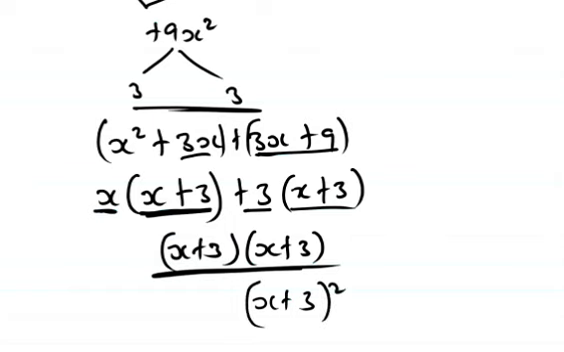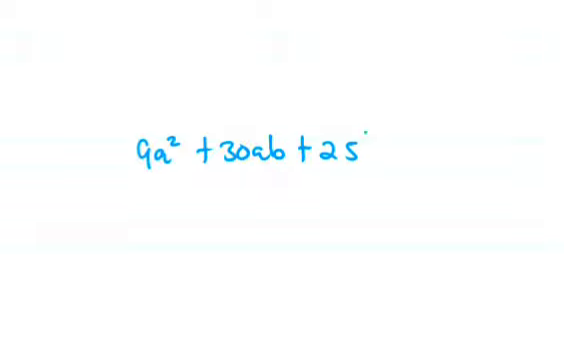It's simple like that. Now we can have this expression here: 9a square plus 13ab plus 25b square. Something like that. Is this one a perfect square expression?